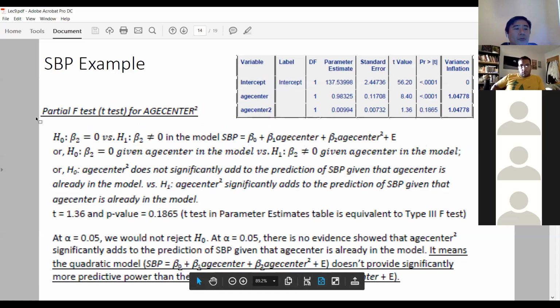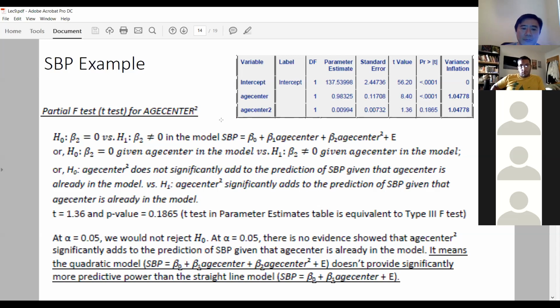I also want you to be able to do the partial F test, especially for the higher order polynomials. The higher order term is not necessary, right? You can add it or not add it, but the base one, the linear term of the predictor variable, is necessary. So testing the higher order polynomial is especially important, because if you fail to reject the null hypothesis, it means it's not necessary to add the higher order polynomial terms into the model. It won't improve the prediction power.